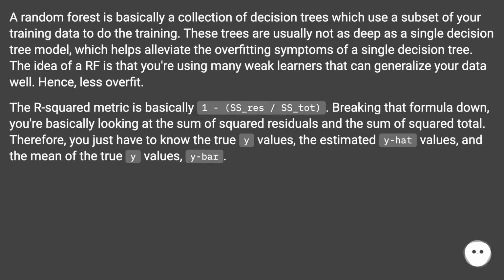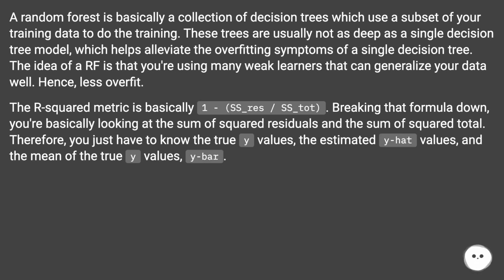A random forest is basically a collection of decision trees which use a subset of your training data to do the training. These trees are usually not as deep as a single decision tree model, which helps alleviate the overfitting symptoms of a single decision tree. The idea of an RF is that you're using many weak learners that can generalize your data well. Hence, less overfit.